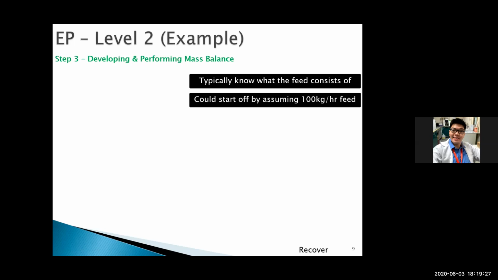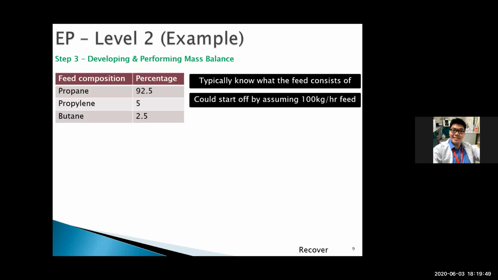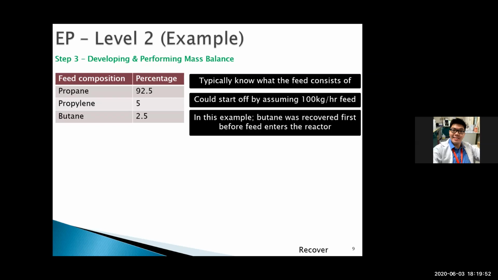All right. So the next thing that you need to know is what does your feed consist of? And you could assume that it starts off at 100 kg per hour of feed, or you can straight away start with the feed that will produce the demanded amount per year according to your process. So here is my feed composition. In this example, as I mentioned before, the butane will be recovered first, as it will be removed first before the propane enters the reactor.